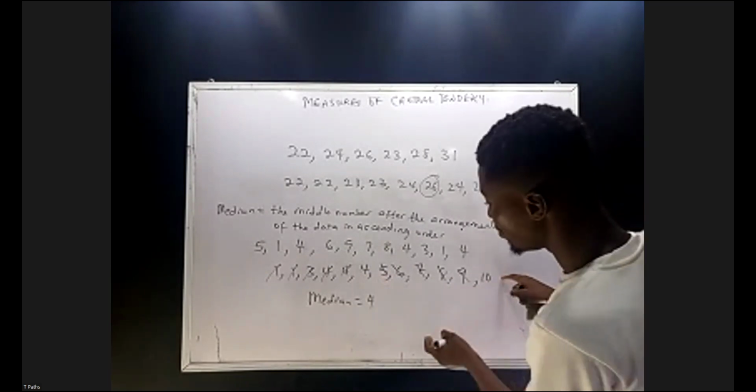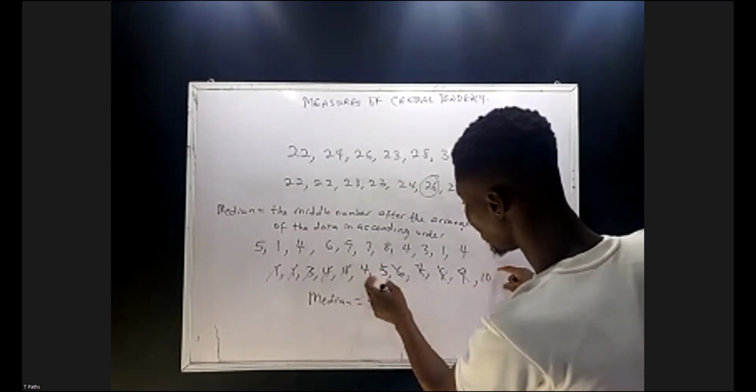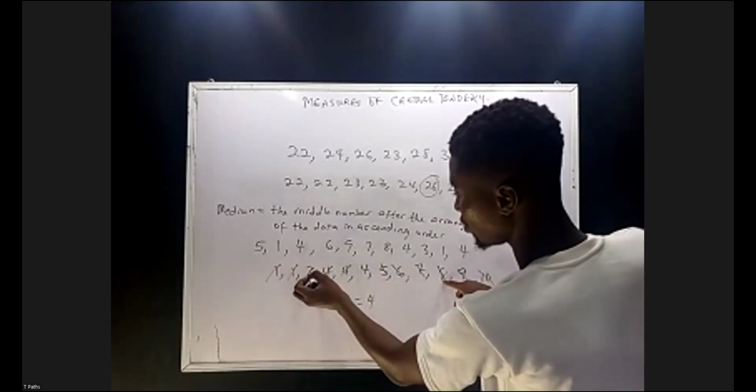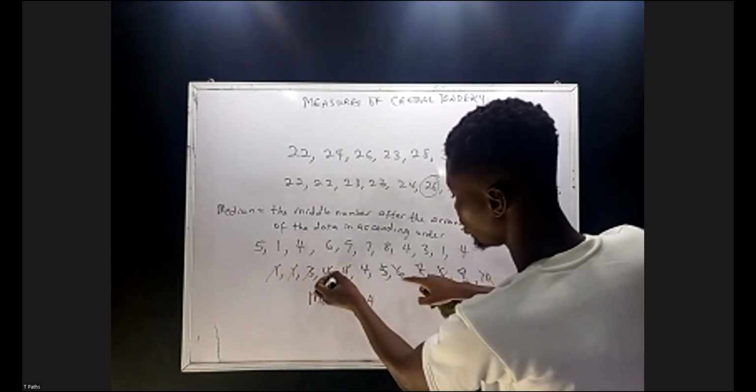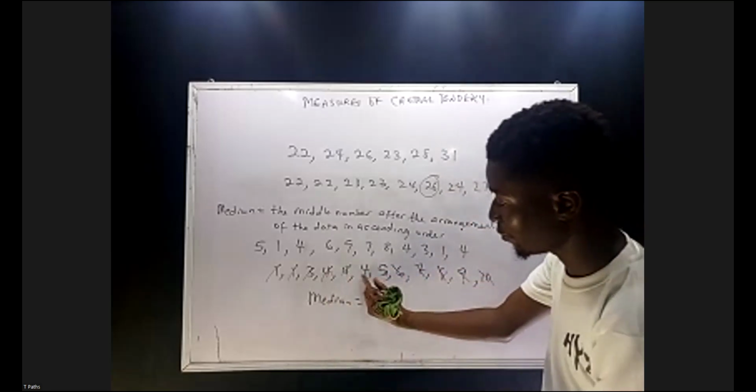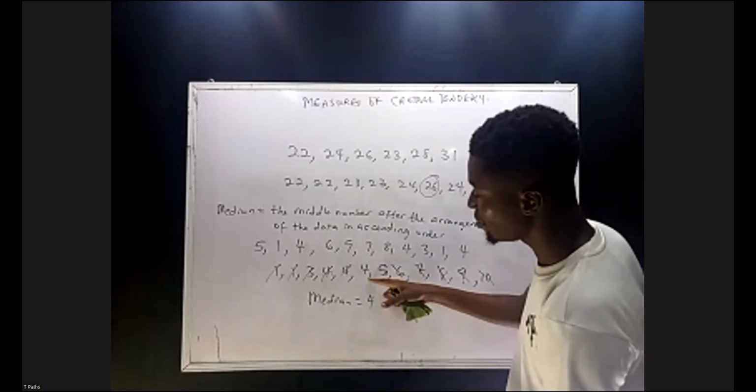Now, what will be the median? By the time we cancel everything, we notice that this one cancels this one, this one cancels this one, this one cancels this one, this one cancels this one. We have what? 4 and 5. You get that now? We have 4 and 5. Now, what would be the median of this one?